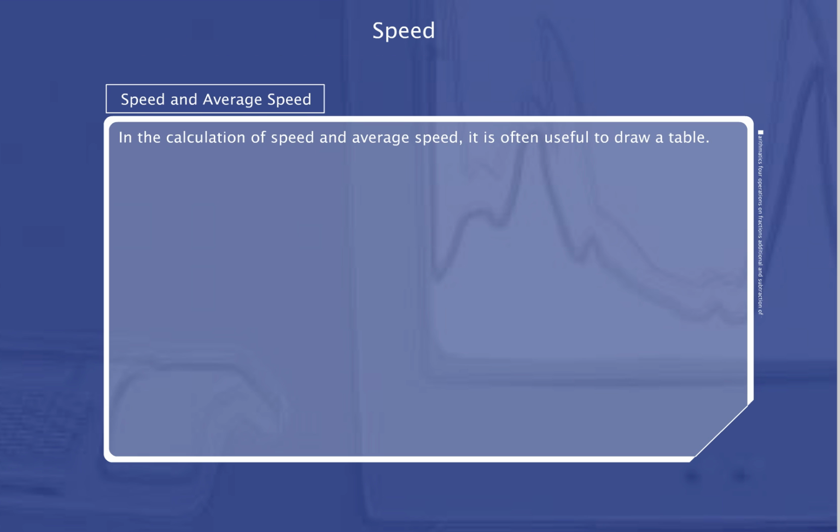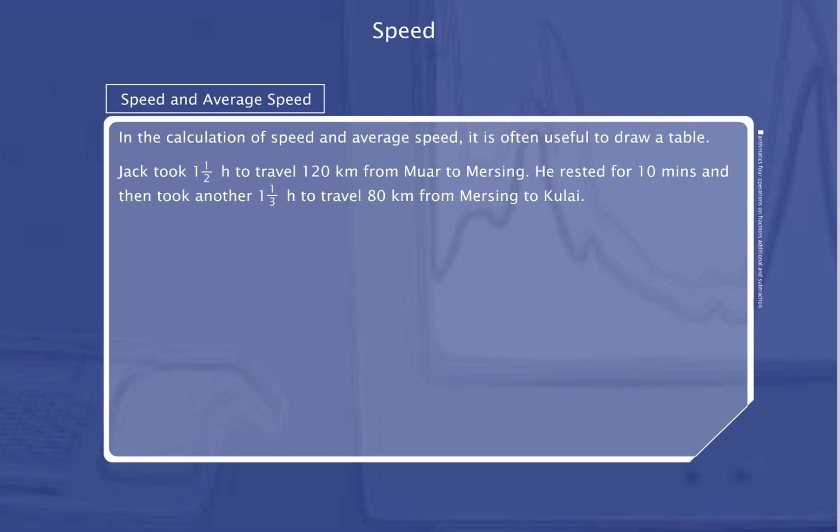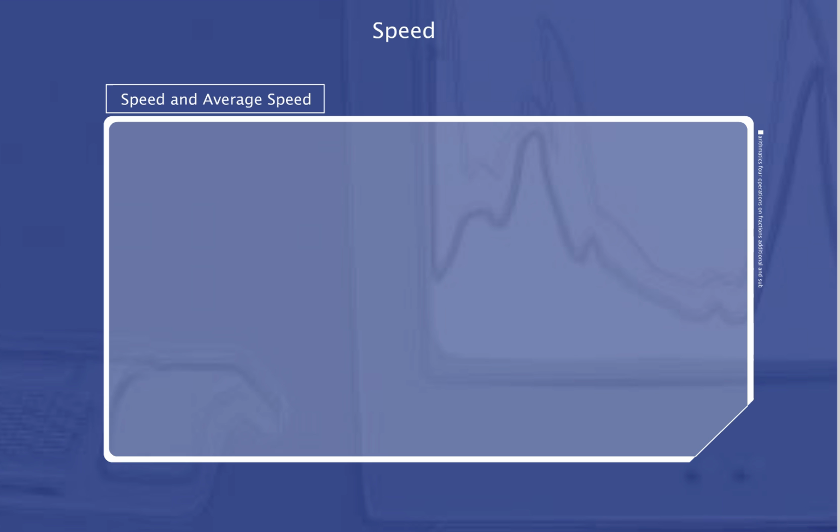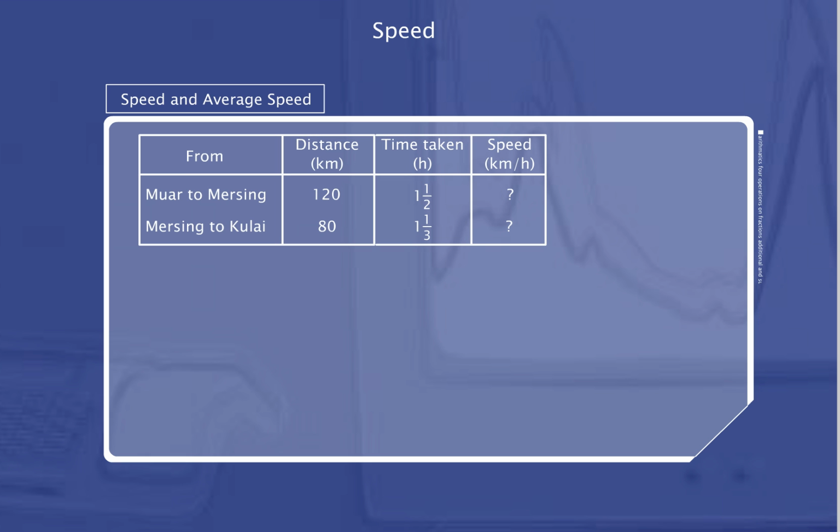In the calculation of speed and average speed, it is often useful to draw a table. Consider the following example. We can organize the given information in a table. We know that speed equals distance over time.